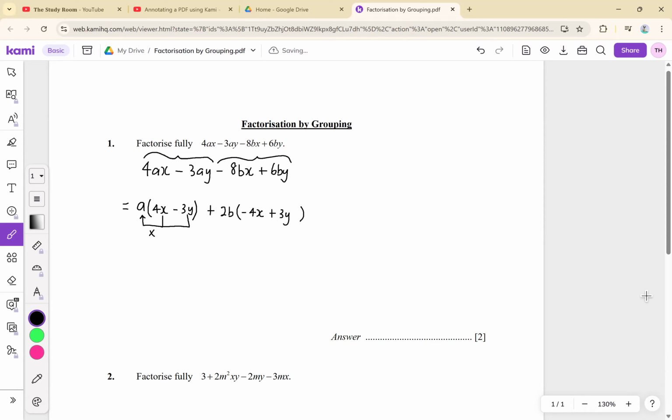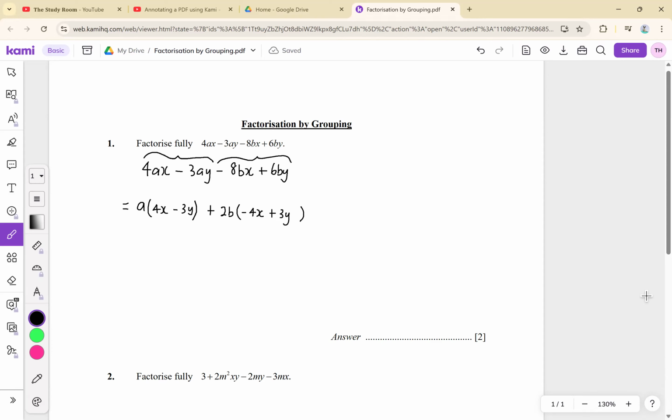Now we have factorized both groups already. But if you look at the terms inside the brackets, on the left side we have 4x minus 3y, and on the right side we have negative 4x plus 3y. Are they exactly the same now? They are not the same. 4x minus 3y and negative 4x plus 3y are not the same. So after this first step, if you have no further common factors between the two groups, then we are stuck already. We can't proceed to the last step.